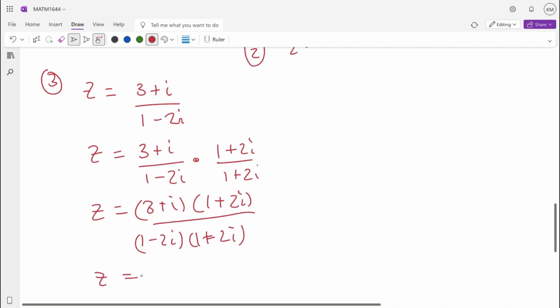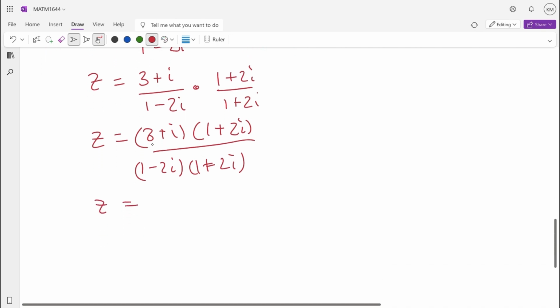So basically, z now is going to be 3 times 1, that will be 3. Then 3 times 2i, that will be plus 6i. Then i times 1, that will be i. Then i times 2i, that will be plus 2i squared. Remember, always you have to replace i squared with minus 1. We'll do that on the next step. For now, we'll go to the denominator.